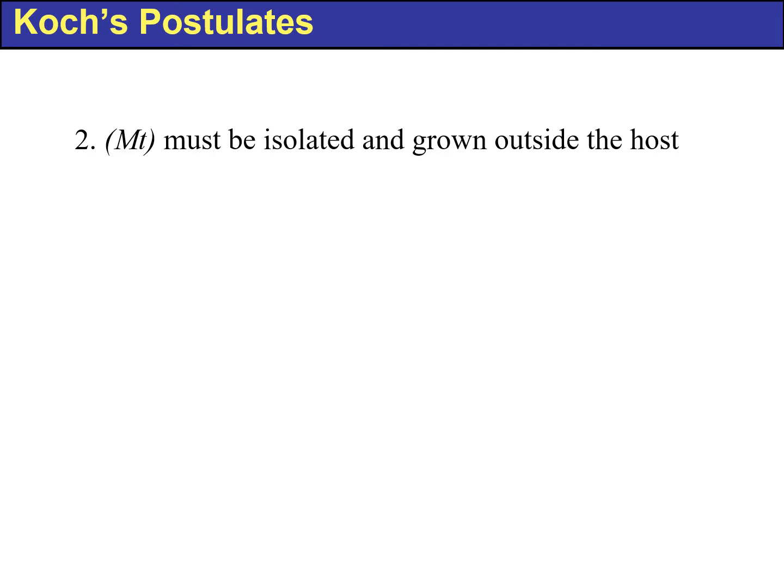Step two, Mycobacterium must be isolated and grown outside of the host. So you collect the blood, you collect the sputum, you collect the urine, and you subculture this organism on those potato slices or on agar. It has to be grown outside of the body.